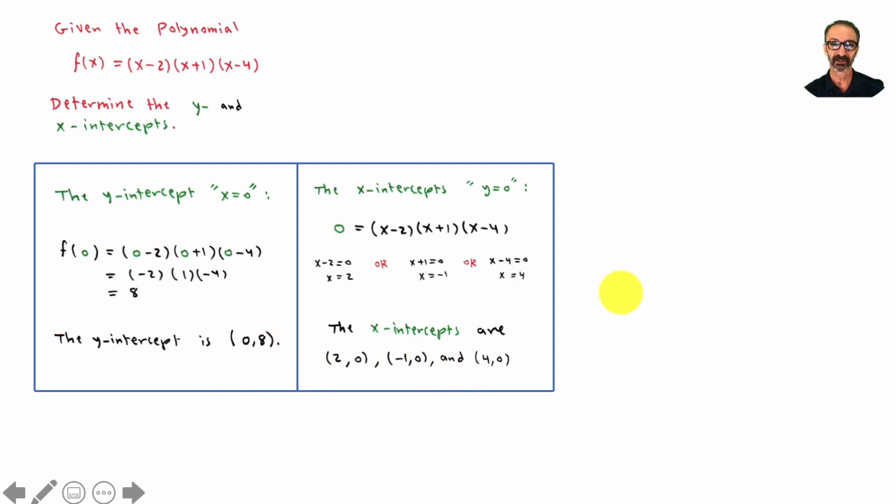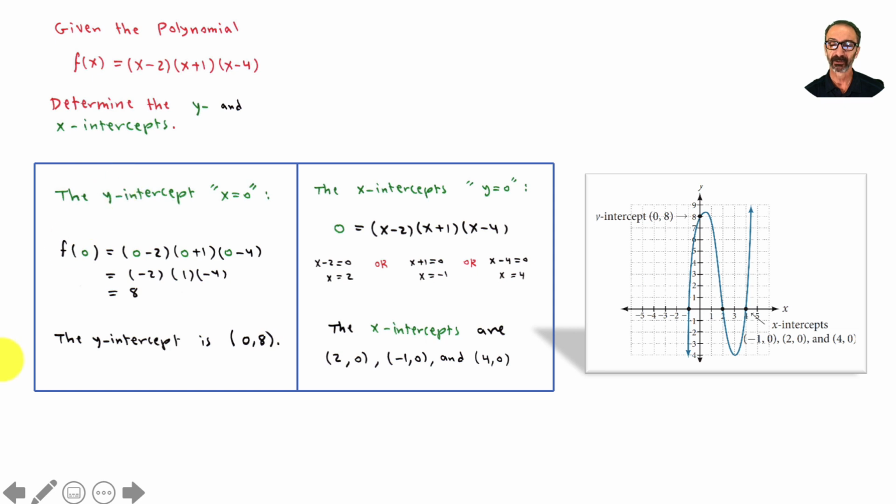To support that, here's the graph. It doesn't say graph it, but that's detail about the x-intercepts and the y-intercept. Let's move on.